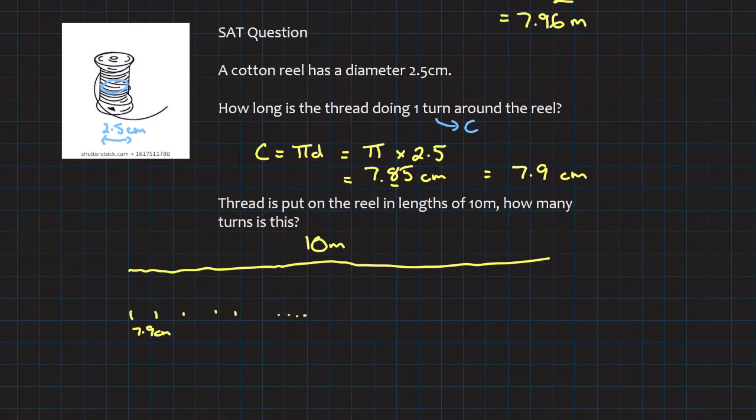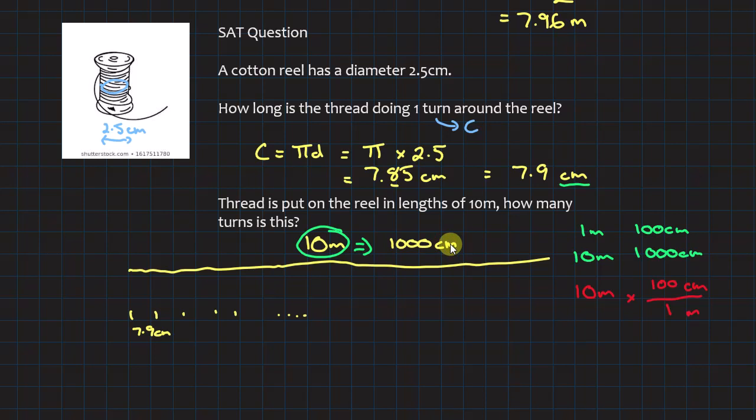First thing to notice, units. I need to change my units so they are the same. I'm in centimetres, so 10 metres: 1 metre is 100 centimetres, so 10 metres is 1,000 centimetres. Or if you're using the fraction method, I want to know what 10 metres is multiplied by the conversion of metres to centimetres. 100 centimetres is 1 metre. 10 times 100 is 1,000 centimetres. So we've now converted this to 1,000 centimetres.